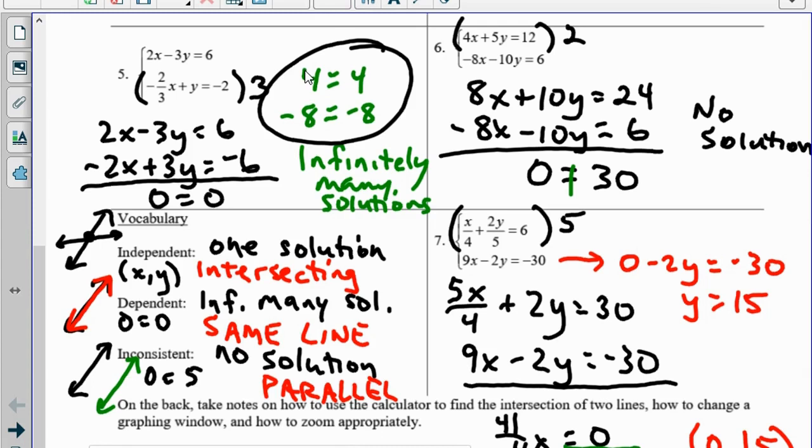On the back of this worksheet, look at the other video dealing with how to use the calculator to find the intersection of two lines, how to change the graphing window, and how to zoom appropriately.